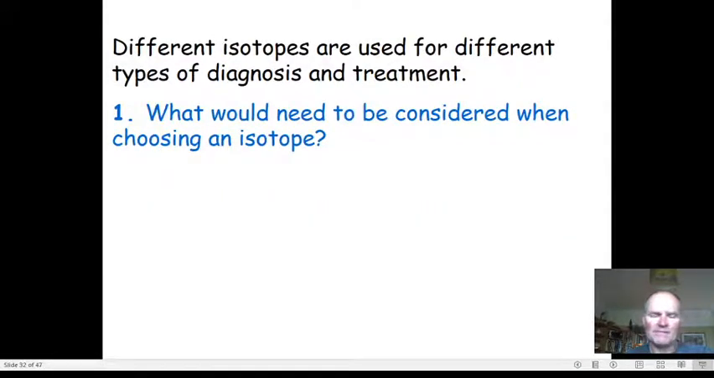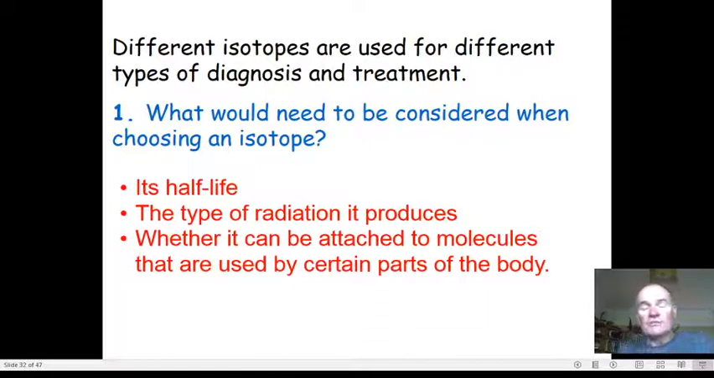Hopefully you've written some answers, and these should contain statements like this. The half-life needs to be considered. We need things with short half-lives so they don't stay in the body for very long, causing other damage. The use of radioactivity in treatment and diagnosis is a balancing act. Medical professionals have to weigh up the benefits to the patient against the risks, generally from ionizing radiation, which we do know about. It's a balancing act that educated medical professionals will weigh up. Another consideration is the type of radiation it produces.